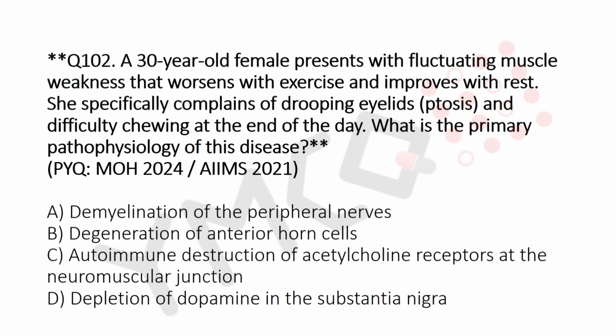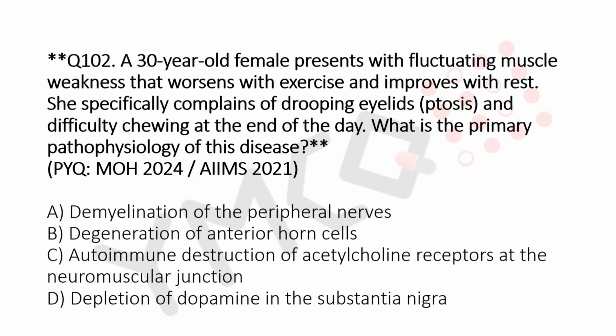A 30-year-old female presents with fluctuating muscle weakness that worsens with exercise and improves with rest. She specifically complains of drooping eyelids, ptosis, and difficulty chewing at the end of the day. What is the primary pathophysiology of this disease? Option A, demyelination of the peripheral nerve. Option B, degeneration of the anterior horn cell. Option C, autoimmune destruction of acetylcholine receptors at the neuromuscular junction. Option D, depletion of dopamine in the substantia nigra.